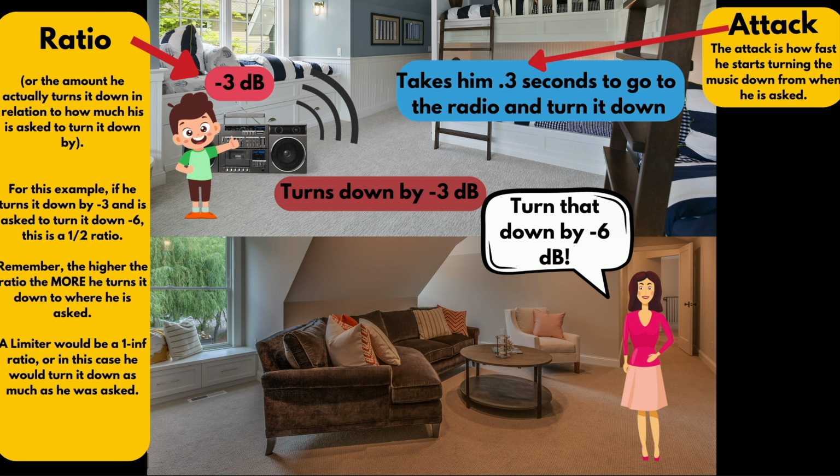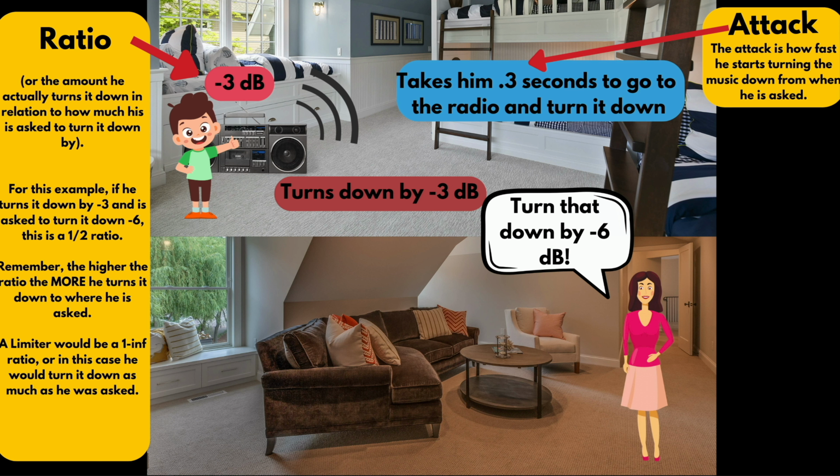So remember, the higher the ratio, the more he turns it down to where he is asked. For instance, if it was a 1 to 10 ratio, he's actually turning it down not by 1/10, but to 1/10 of where the threshold is. So just think, the higher the threshold number, the more compression. So a limiter is like an infinity to 1 compressor. What that's doing is not letting any part go over the threshold.